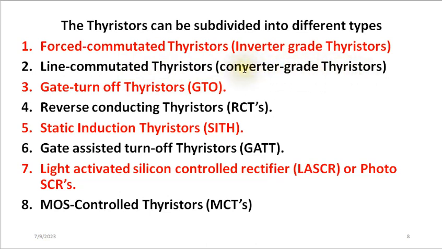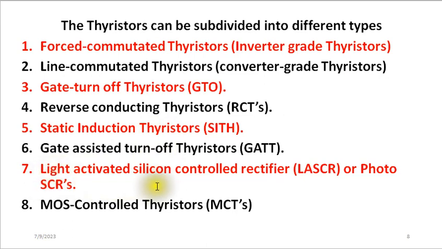They are the ones that are used for conversion of what? DC from one level to another. We have number 3, which is gate turn off thyristors, which means it is controlled by switching it off using the signal applied at its gate. Then we have reverse conducting thyristors, which means it can conduct even in reverse bias. We have static induction thyristor. We have gate assisted turn off thyristor, which is operated using the signal applied at the gate as well as other control mechanism in order to turn it off.